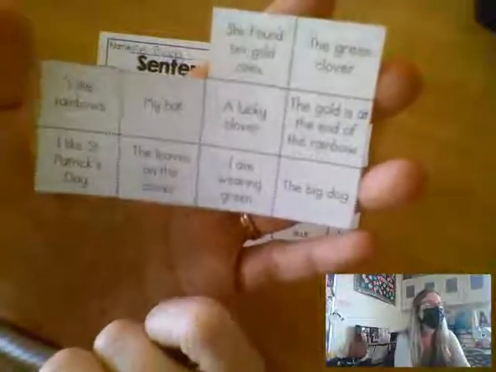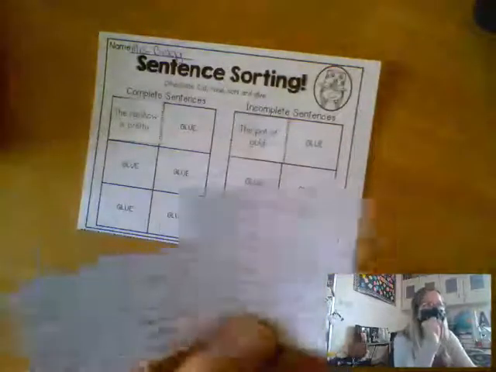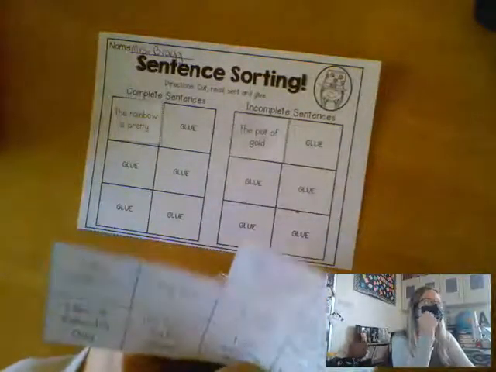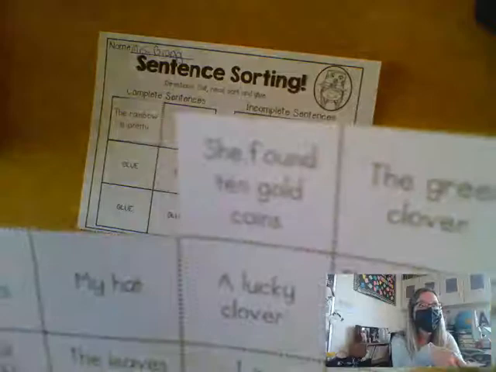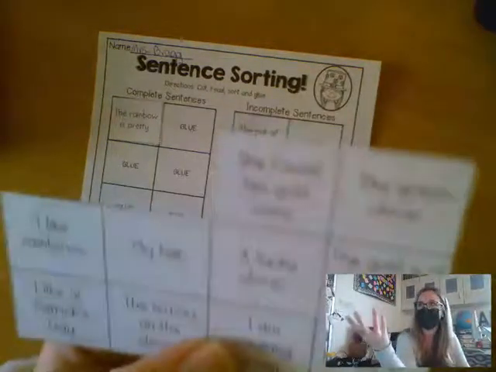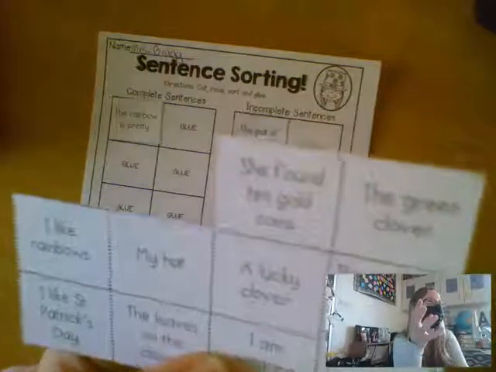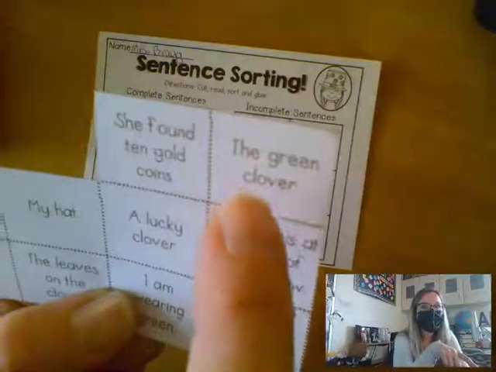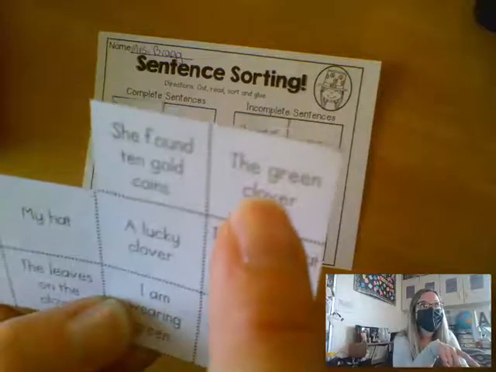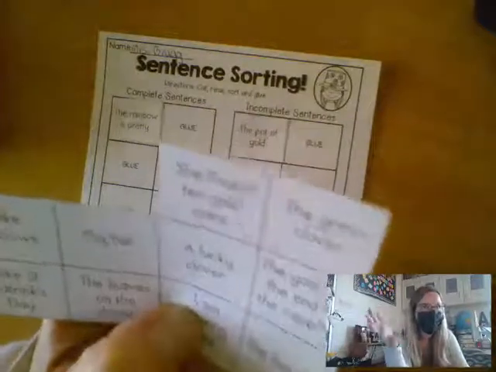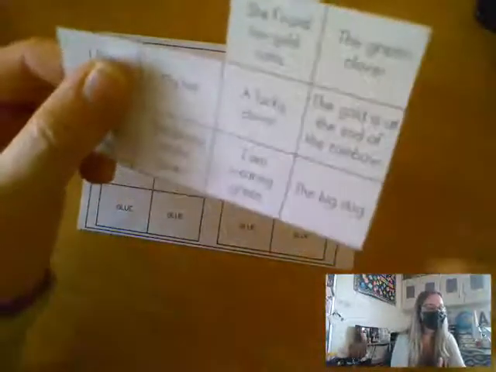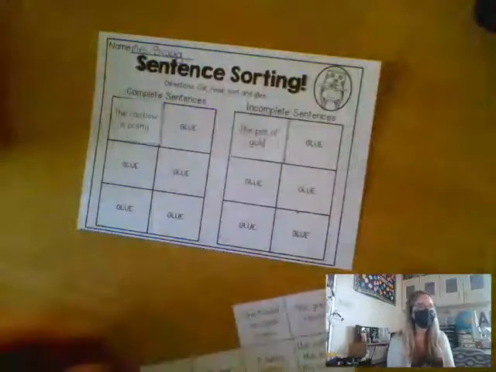I want you to go through the rest. Pay attention. If you're not sure, ooh, is that a complete sentence or not? Think about, if I walked up to you and said that sentence, would you be confused? So if I walked up to you and said, she found 10 gold coins, that makes sense. You can understand. You're talking about a girl. She was looking for coins. She found 10 of them. But if I walked up to you and said, the green clover, you would be like, what? What green clover? That's not a complete sentence, right? So make sure when you read them, you ask yourself, is this a complete thought? Does it make sense, okay?